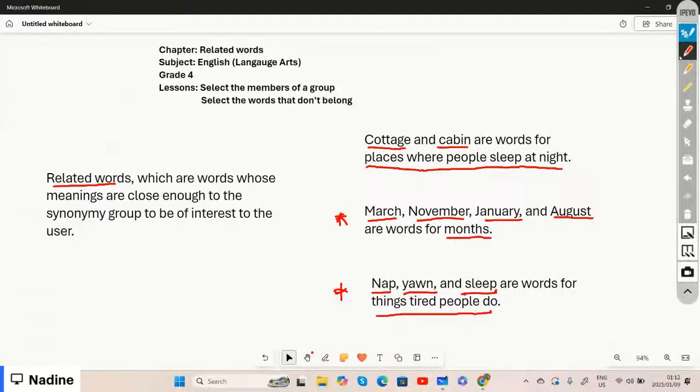And we call that related words. It is synonymy words that are close enough to the interest of someone. We call that related words. The meanings are close enough to the synonymy group to be of best interest of a user. You are the user.